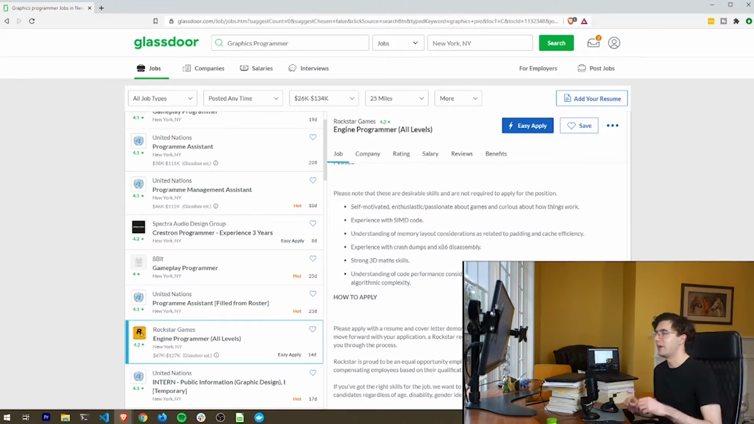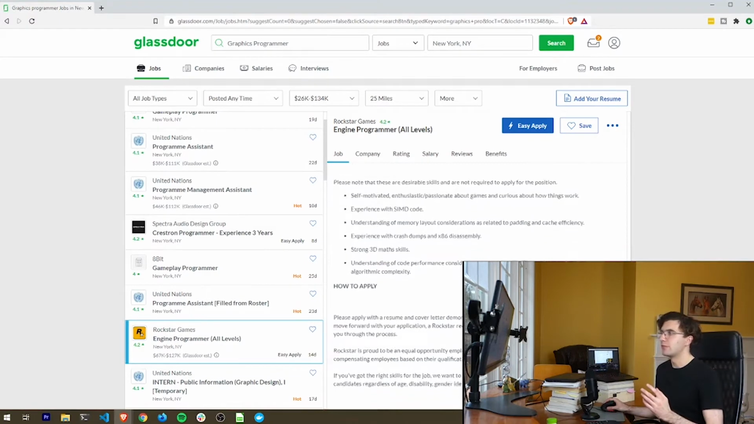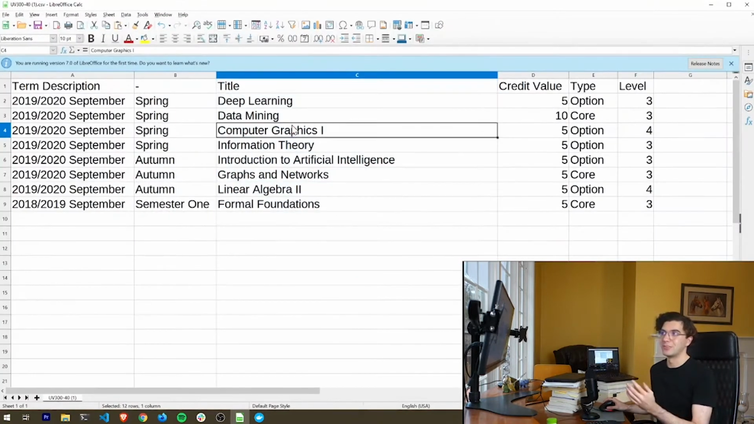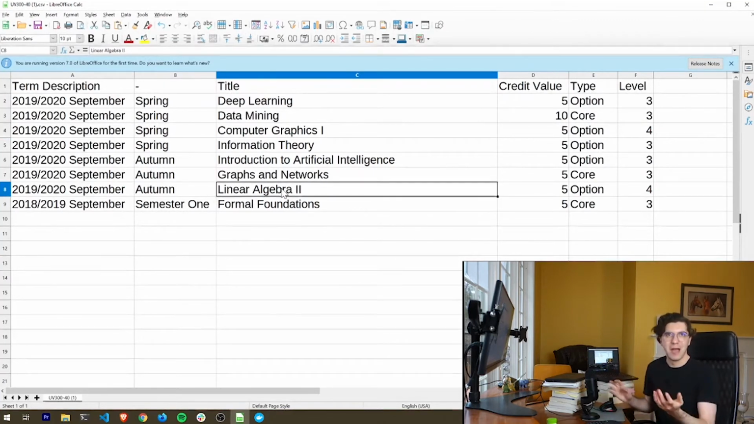Here we go. So here we have what is actually needed for working as a game engine programmer. This is definitely a field which, as I said earlier, would really benefit from taking the computer graphics class, but the computer graphics class relies on a lot of these other foundational math skills.